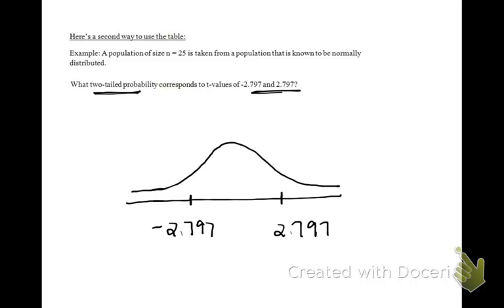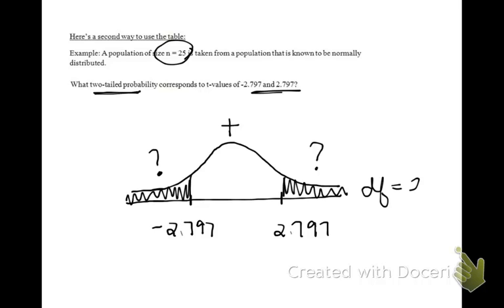It's very important in reading the words that you pay attention to whether you're talking about looking for a probability on one tail or two tails. Here in this one, I'm asking what two-tailed probability corresponds to both of these t-values. I'm now trying to figure out what's the probability of being less than the lower tail plus what's the probability of being greater than the upper tail. I want to find the probability on both ends. Oh, and the other thing to remember is that your sample size was 25, so your degrees of freedom are 24. Let's go look in the table.